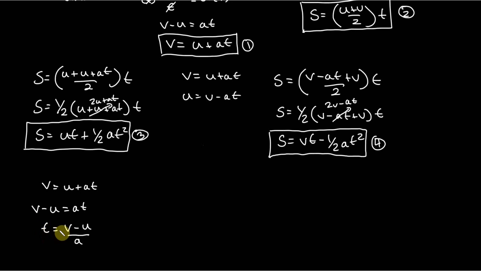What we want to do now is take this expression for T, where T is the subject, and substitute it into any one of these equations. I'll just substitute it into equation 2. I'll just draw an arrow here and give myself some more space. We have equation 2, which is S equals U plus V over 2, wrap that in parentheses, and times T. Well, T equals V minus U over A. So times V minus U over A.